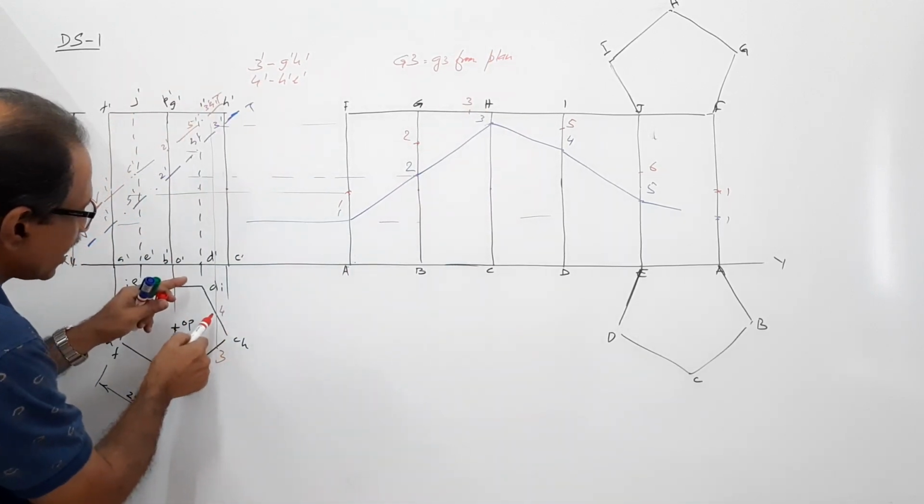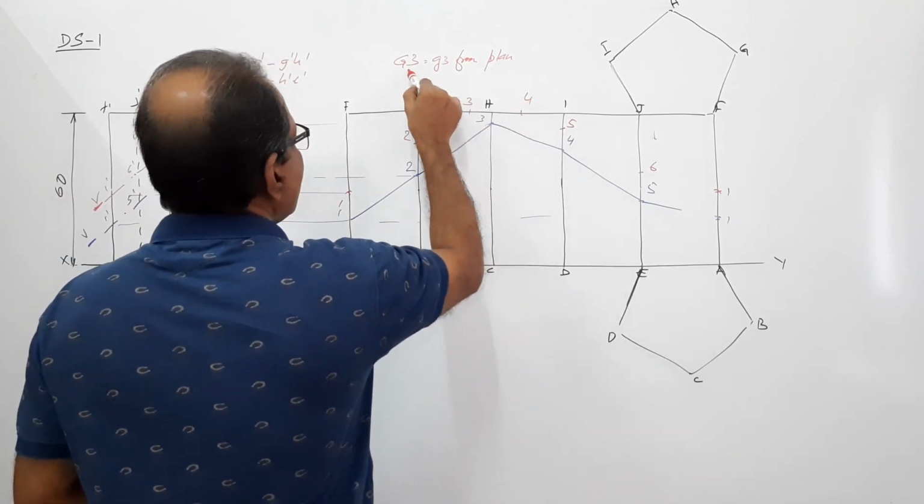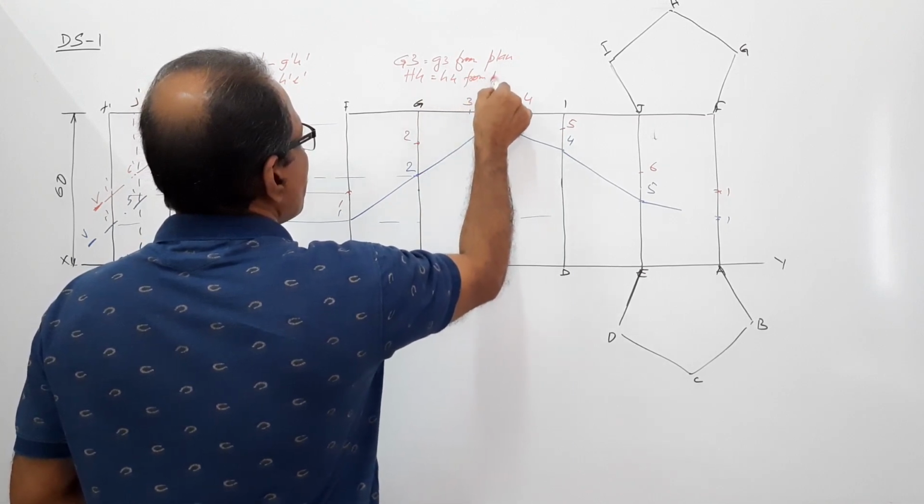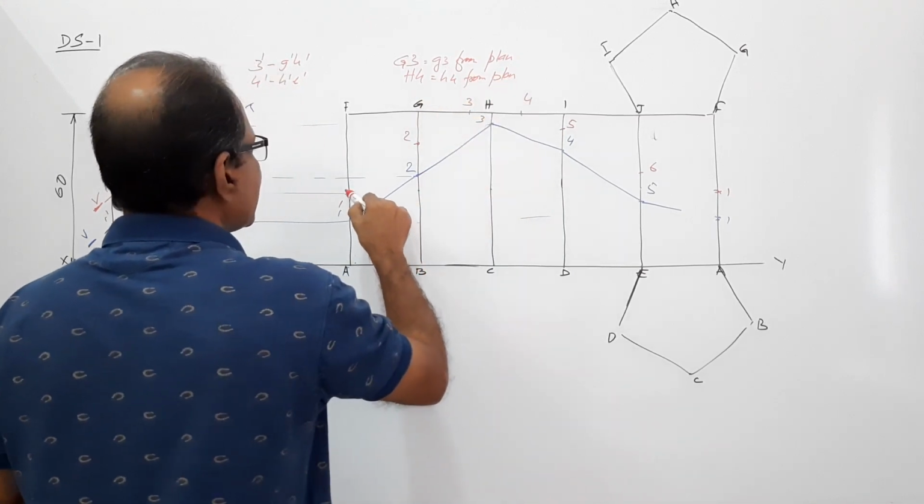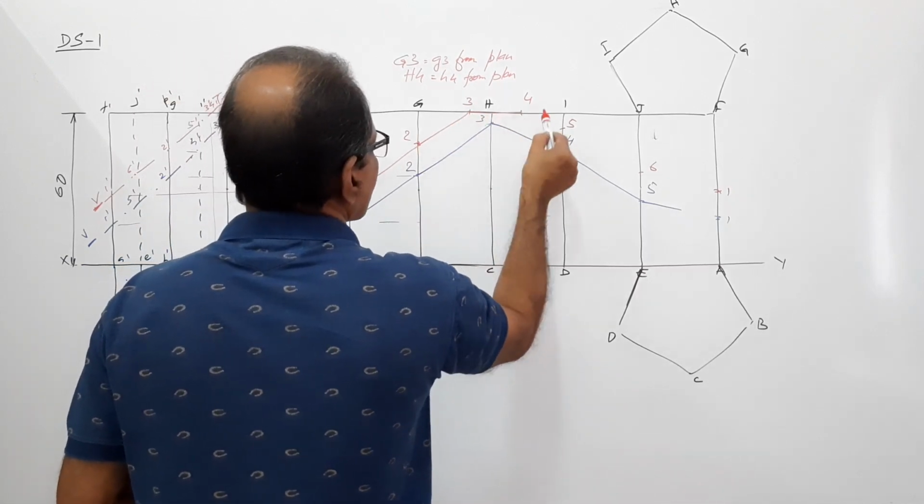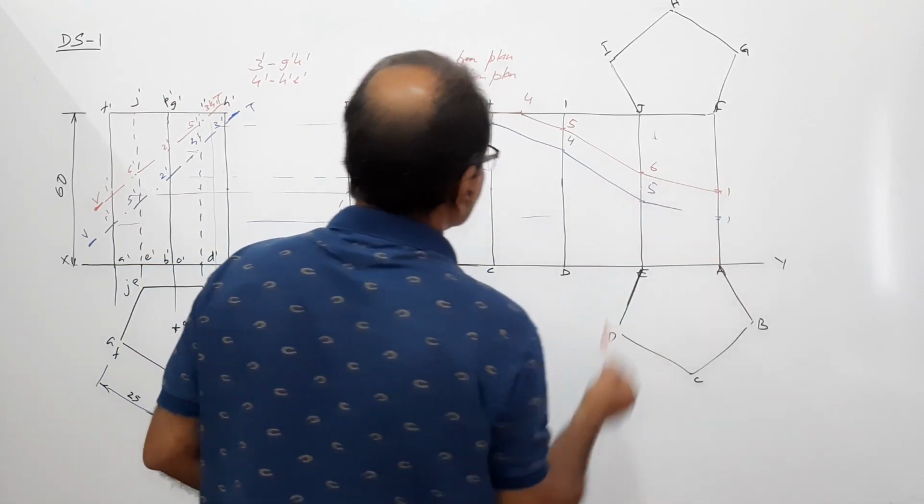Similarly, HI will have 4. Take this H4 and mark here 4. H4 equals small h4 from plan. Connect them. 1 to 2, 2 to 3, 3 to 4, 4 to 5, 5 to 6, 6 to 1.